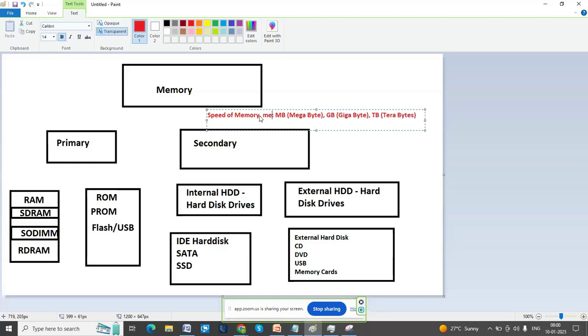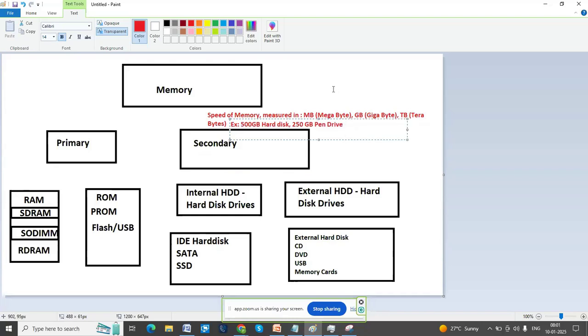Memory measured in. Nowadays you are not finding any capacity in terms of MB. You will find it only in GB or TB. For example, you might have heard of a 500 GB hard disk, or a 250 GB pen drive, or a 250 GB memory card. Getting my point? Yes. Okay. You can see an example here.